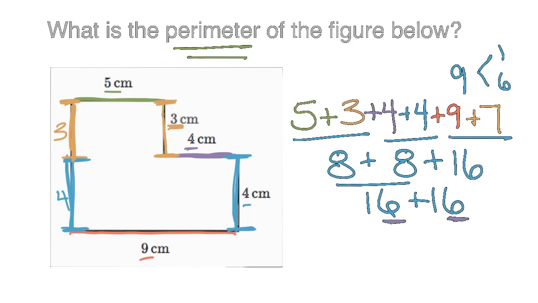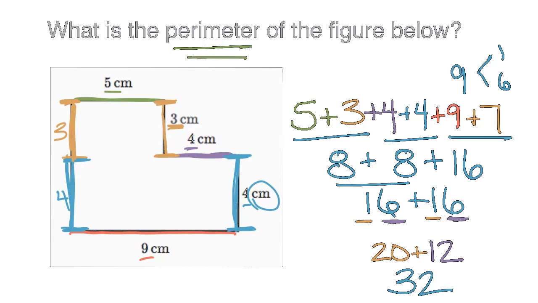16, let's see, 6 ones plus 6 more ones is 12 ones. And 10 plus 10 is 20. So another way we could add this is 20 plus 12, which is a total of 32. And we were talking about centimeters here, so 32 centimeters. The distance all the way around the outside of this figure, or the perimeter of the figure, is 32 centimeters.